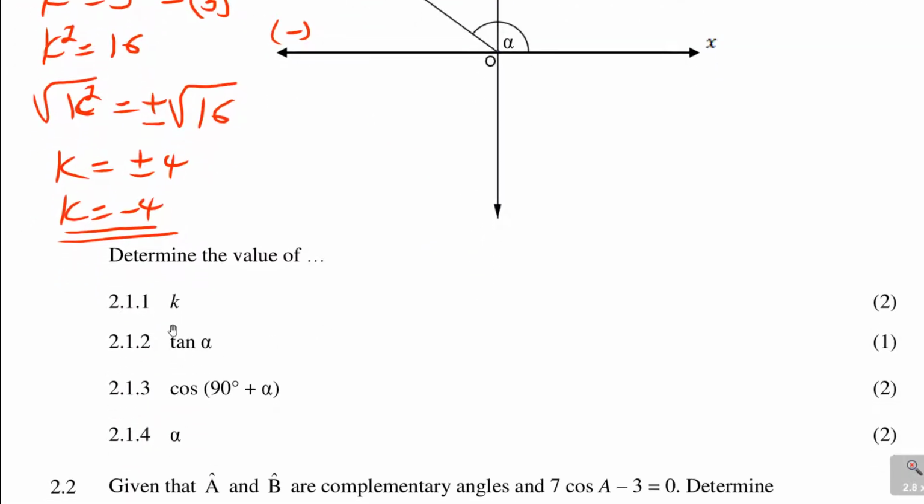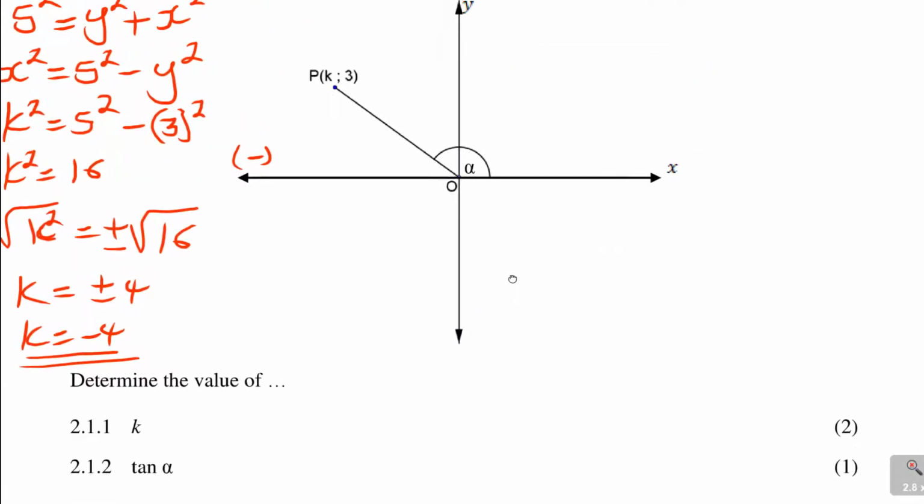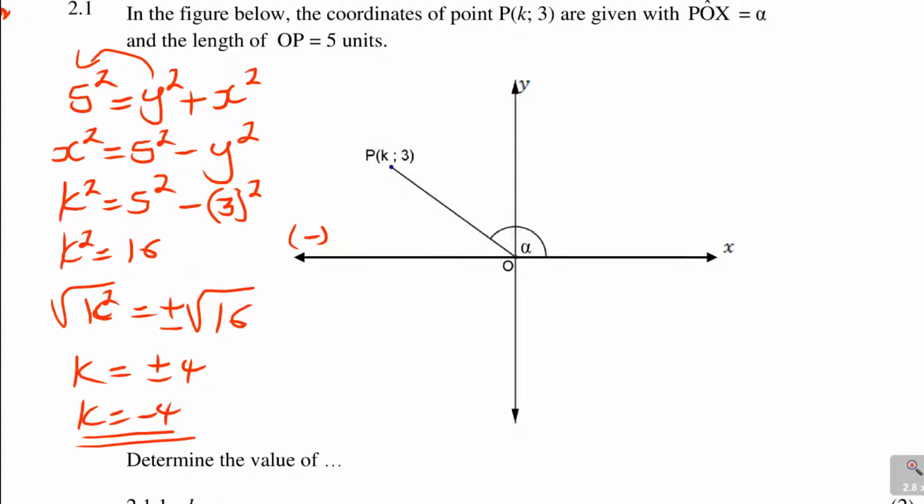The question was determine the value of k, and then 2, determine the value of tan alpha. So you come here, you need to know 3 things. Remember, you need to know first, sine alpha, cos alpha, tan alpha in terms of x, y, and r.